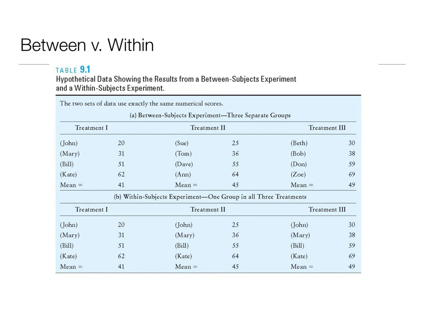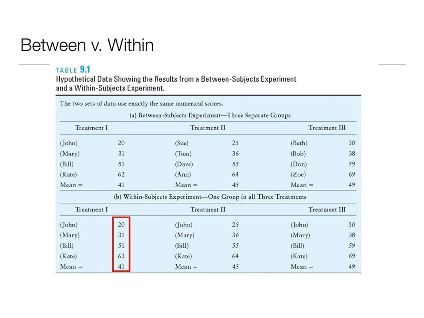Their scores are, for group 1, we have a mean of 41, and then the within subjects design, sorry, I thought it was going to go the other way. The within subjects design, we have one group that's in all 3 treatment conditions. So we have John, Mary, Bill, and Kate in treatment 1, John, Mary, Bill, and Kate in treatment 2, and John, Mary, Bill, and Kate in treatment 3, okay?